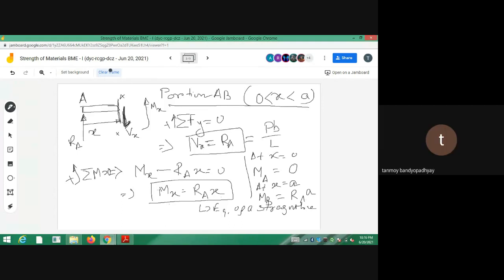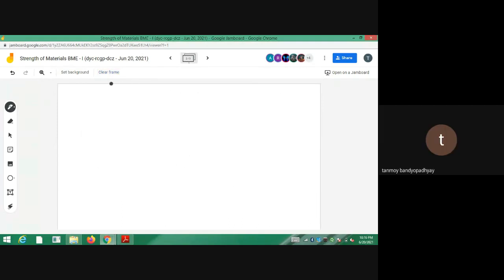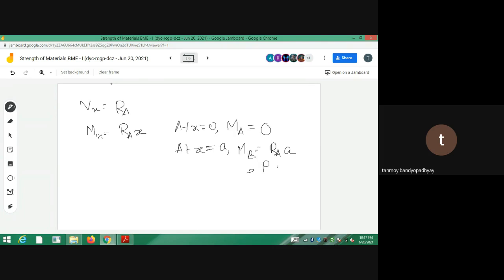Okay, I'm trying to write it clearly. So Vx came out to be RA, sorry, so it's constant. And what was your Mx? Mx came out to be RA into X. So x is equal to 0 means the right side point, so you are actually calculating MA. If you put x is equal to 0, MA is equal to 0. And when x is equal to small a, you are reaching the point B. So what is MB? That is RA into small a, that is PB into A by L, so that is PAB by L.